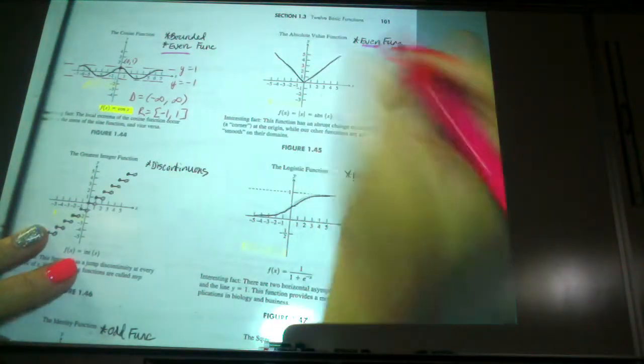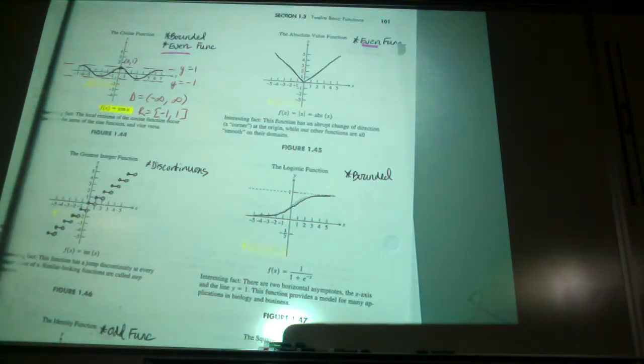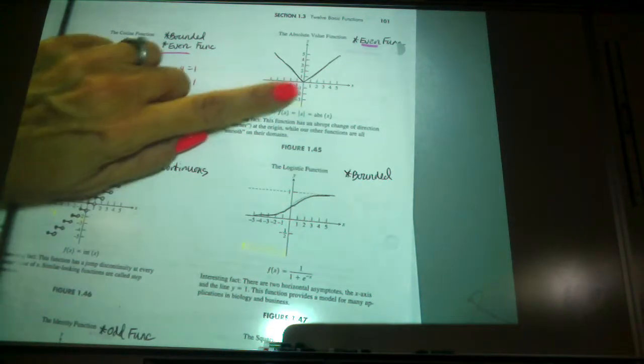Absolute value function. It is considered an even function. Note that it is symmetrical to the y-axis, that's why it's even. Is it bounded? Yes, where? Below. Isn't it bounded below?